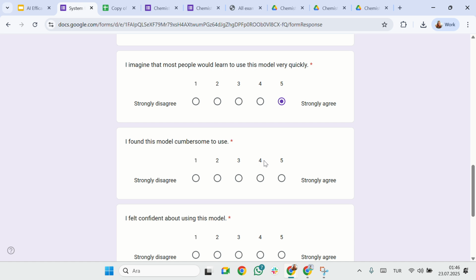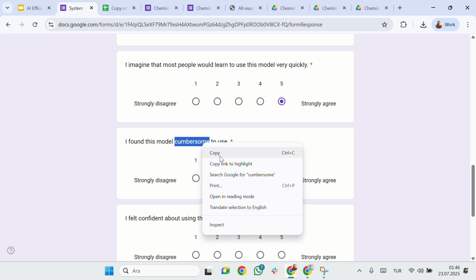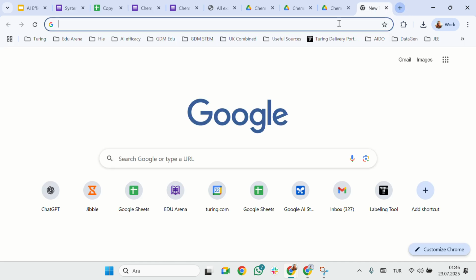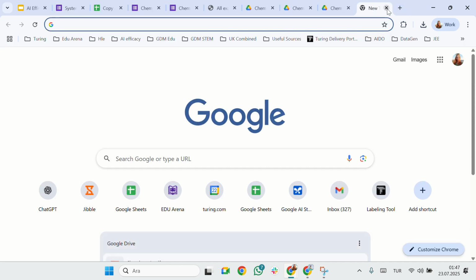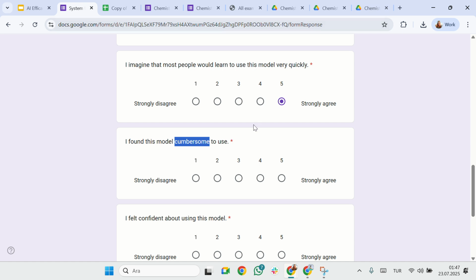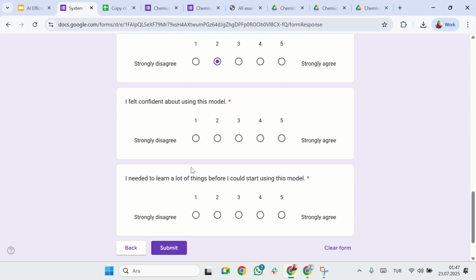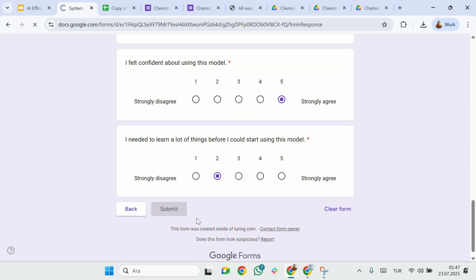Cumbersome to use. What's the meaning of this? I'm sorry, I don't know this. Okay, so a little bit. Yeah, I felt confident about using. Yeah, I need to learn a lot of things before I could start. Not agreeing on that much.